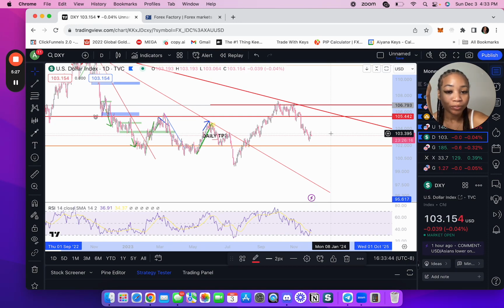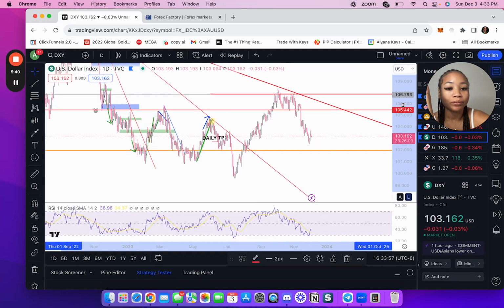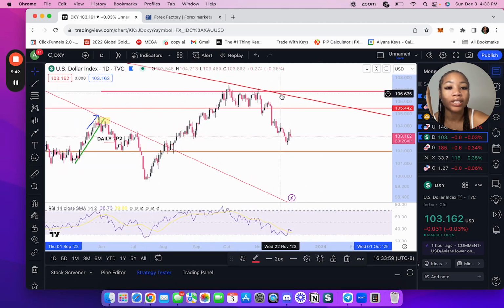I never analyze the DXY by itself and just guess like, oh, since this is doing that, then that means GU is going to do XYZ. You always want to analyze things separately. So right now, DXY, just looking at the chart right now where it's at.